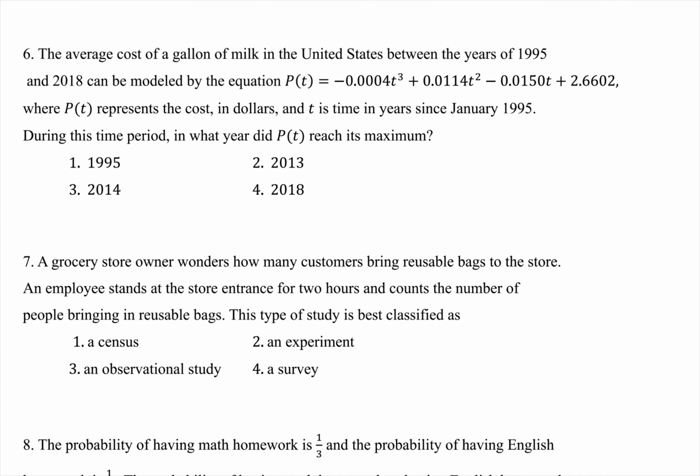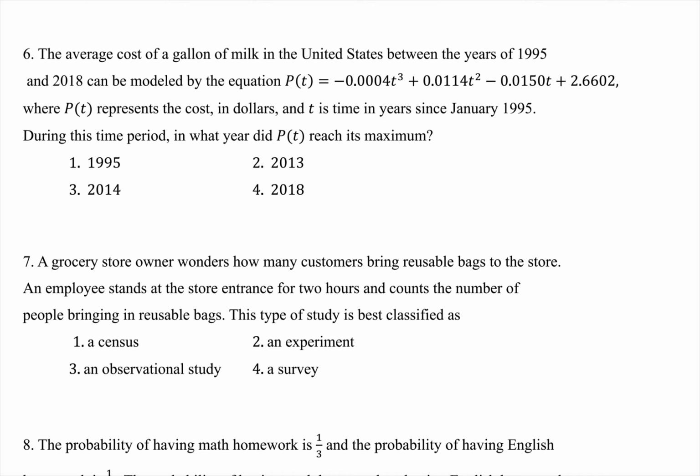We're still in the middle of round 6 of these questions, except now we're on page 2 of the multiple choice. First one, right? I have a big question. It says the average cost of a gallon of milk in the United States between the years 1995 and 2018 can be modeled by the equation. It's a really big equation right there, where P of T represents the cost in dollars and T is the time in years since 1995. During this time period, in what year did P of T reach its maximum?